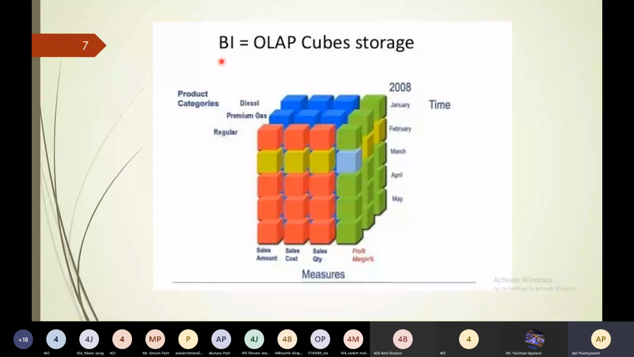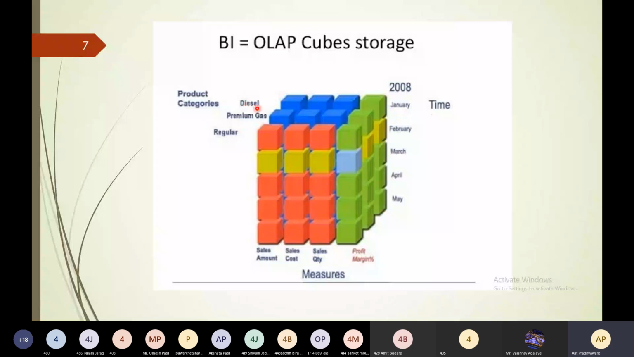So business intelligence is equal to OLAP cube storage. In this direction there are measures: sales amount, sales code, sale quantity, and profit margin. Whereas this direction will consider the time: January, February, March, April, and May. This dimension will consist of the product categories: diesel, premium gas, and regular.